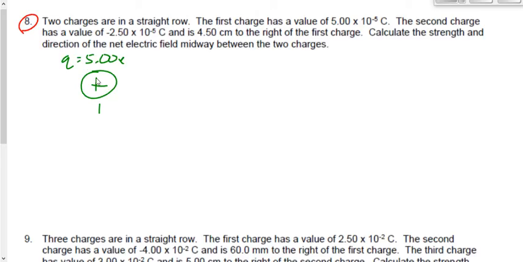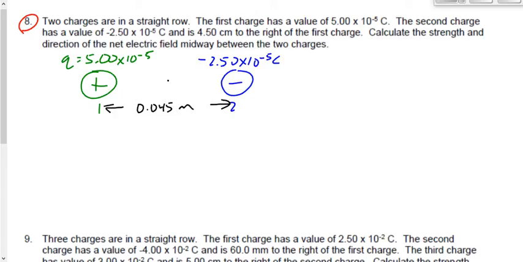5.00 times 10 to the negative 5. Here we go with the second one. It's over off to the right. Its value is negative 2.5. So we're going to draw that as a negative value: negative 2.50 times 10 to the negative 5 coulombs. Now the distance that separates them is 4.5 centimeters, or we're going to make that 0.045 meters. We want to find the field strength once again midway between.